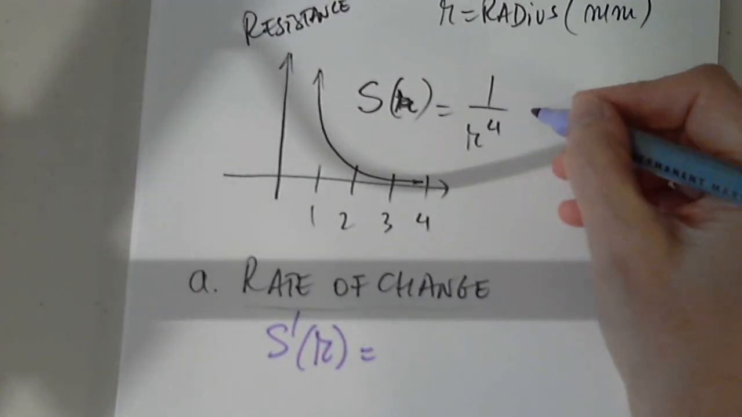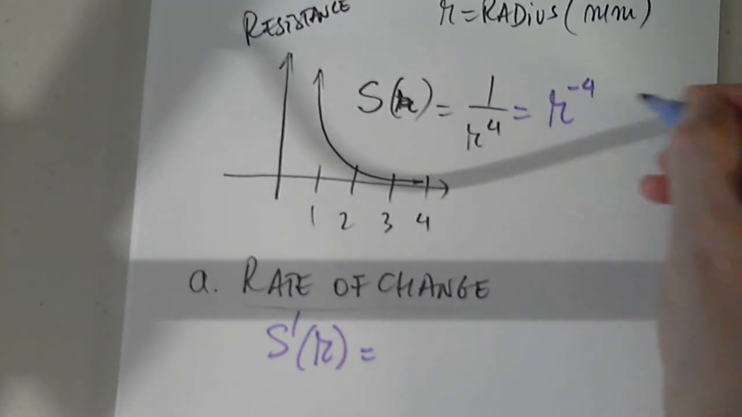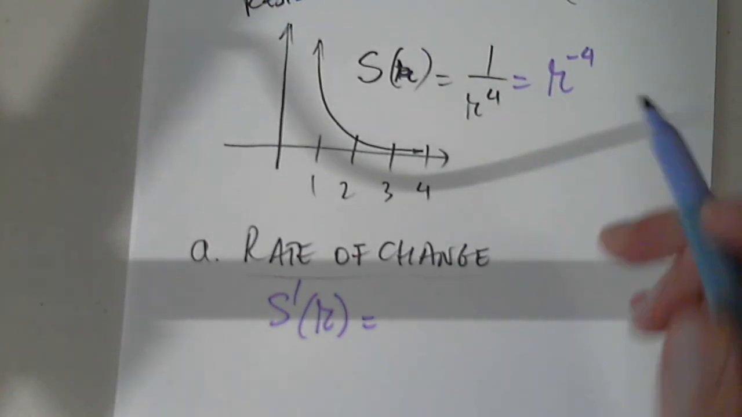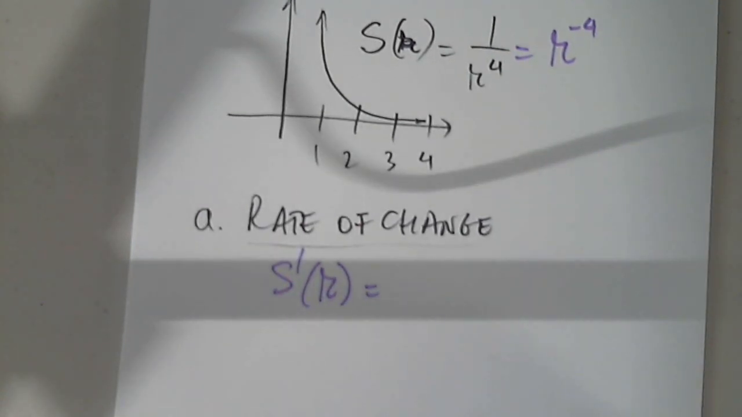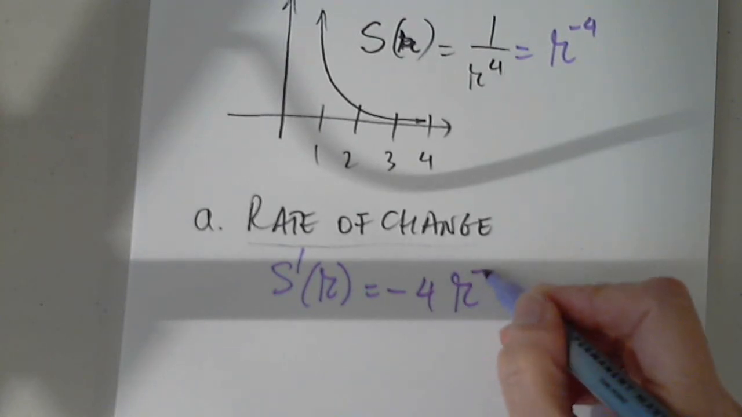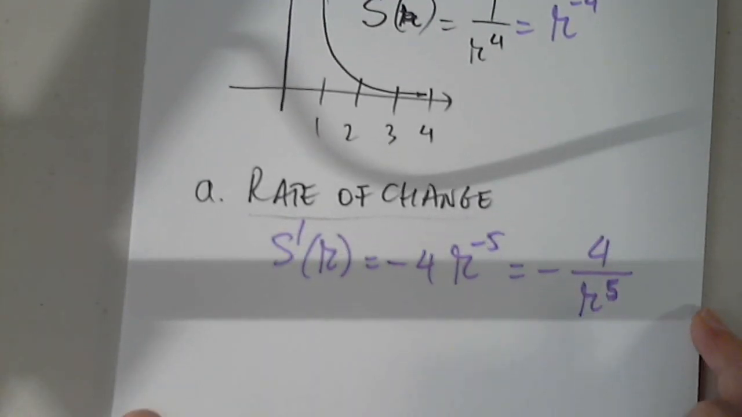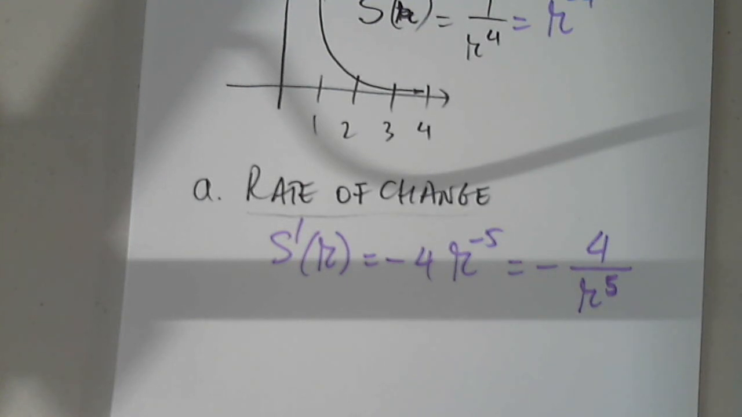Now, of course, I like to make my life easier every chance I get. I don't want to do that. I want to do that. Differentiate this. So negative 4, R to negative 5. And yes, now I can go back. Good. Part B. Find the resistance at R equals 1.2 millimeters.